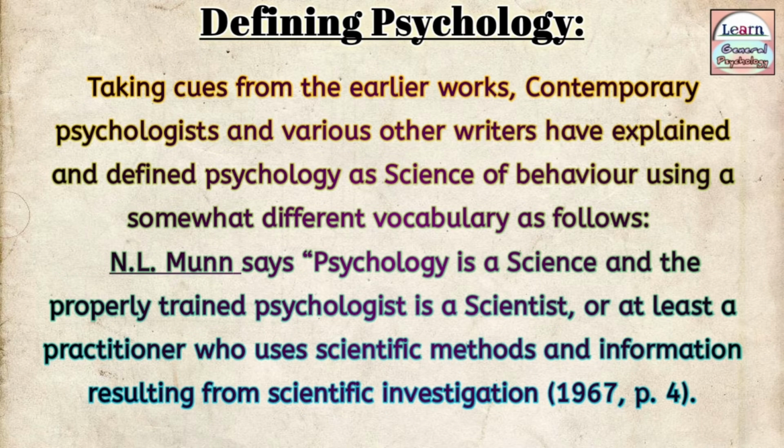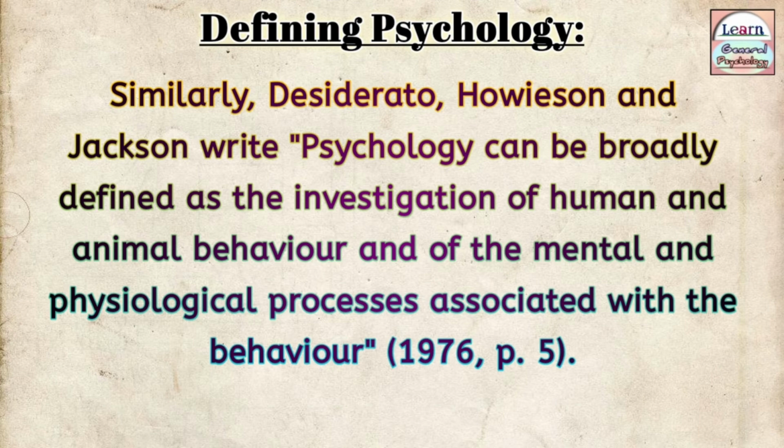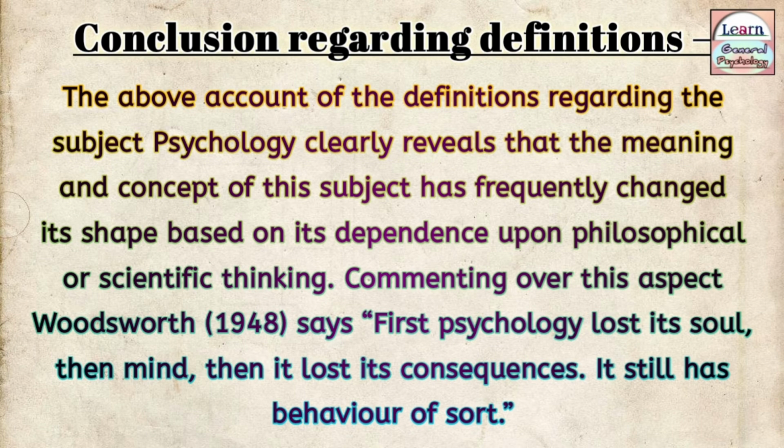Taking cues from the earlier works, contemporary psychologists and various other writers have explained and defined psychology as science of behavior using a somewhat different vocabulary as follows. N. L. Munn says psychology is a science, and the properly trained psychologist is a scientist, or at least a practitioner, who uses scientific methods and information resulting from scientific investigation. 1967, p. 4. Similarly, Desiderato, Howison and Jackson write psychology can be broadly defined as the investigation of human and animal behavior, and of the mental and physiological processes associated with the behavior. 1976, p. 5.